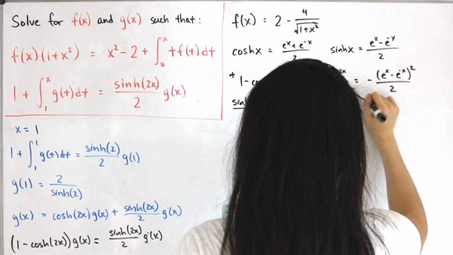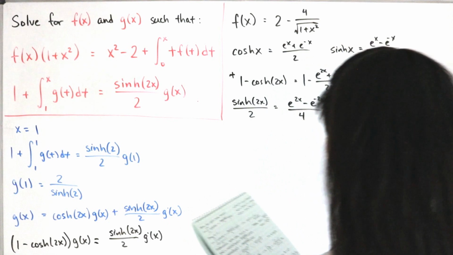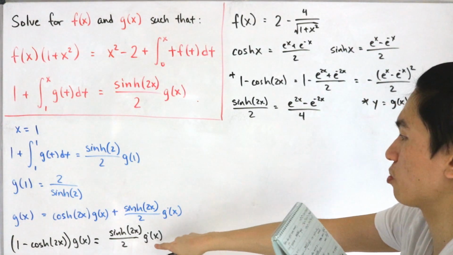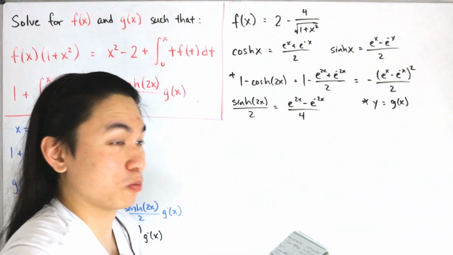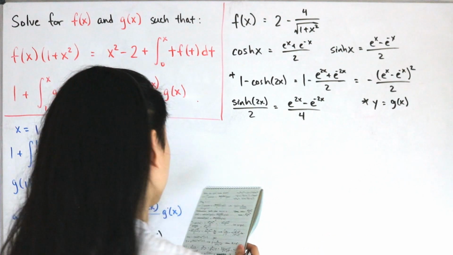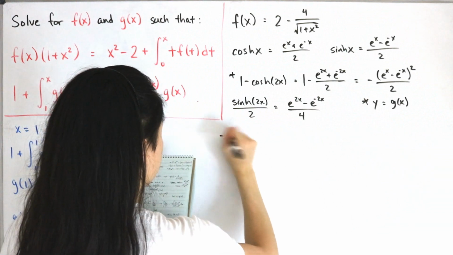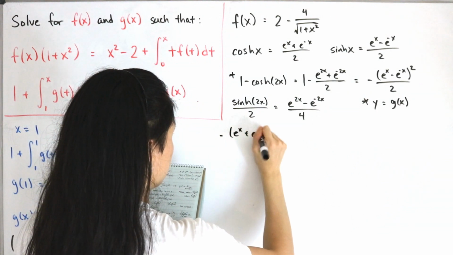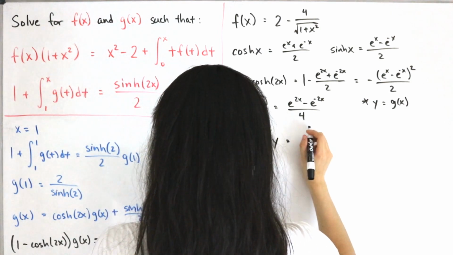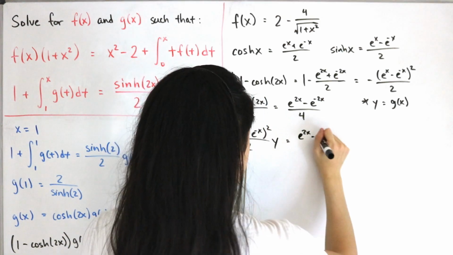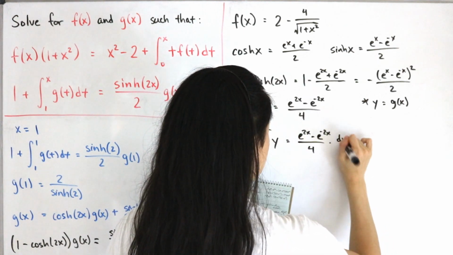Another thing is, let's suppose that we let y equals g of x. In standard notation, to make things a little easier, if I take the derivative of both sides, because we have a g prime of x, I'll write this in dy dx, the Leibniz form. What you're going to notice is that we have a nice differential equation. Substituting back here, I have negative e to the x plus e to the negative x quantity squared, divided by 2, times y, set equal to e to the 2x minus e to the negative 2x divided by 4, and then g prime of x, which I can say as dy dx.